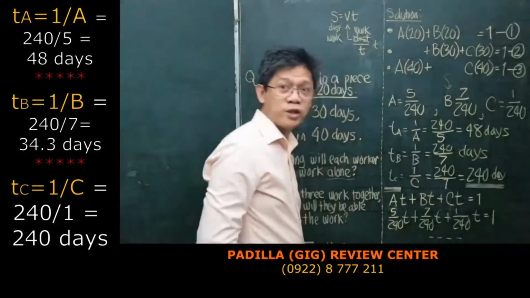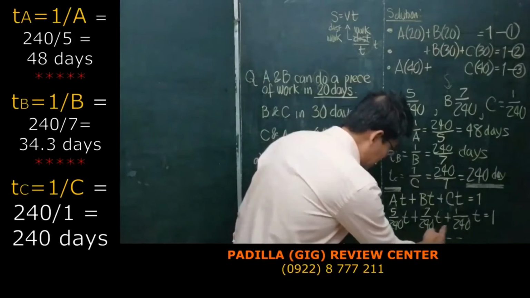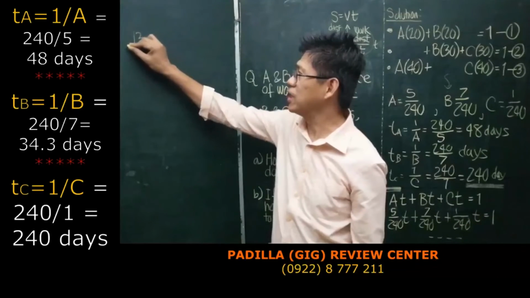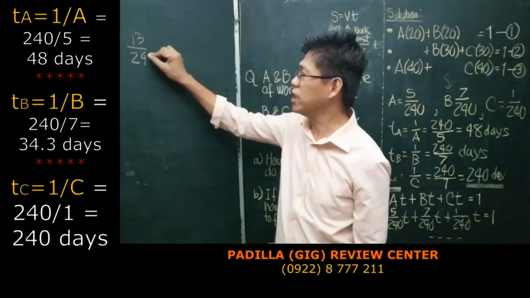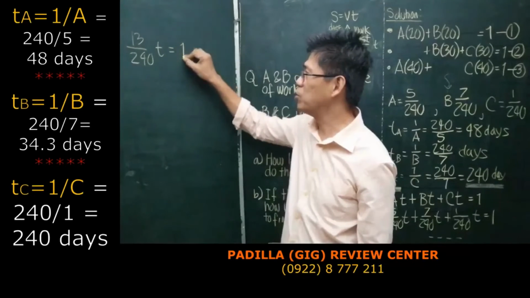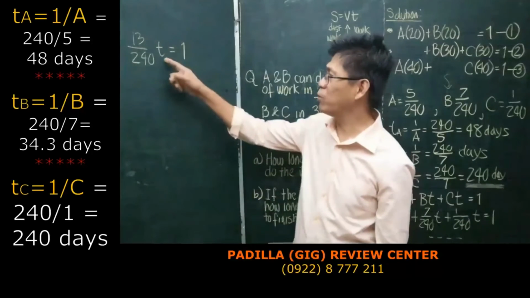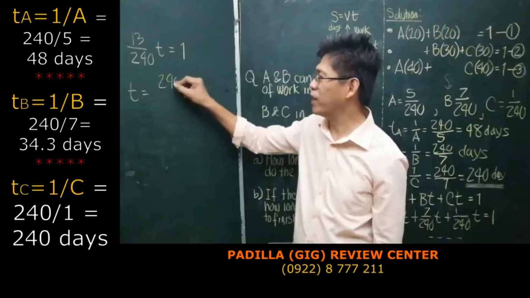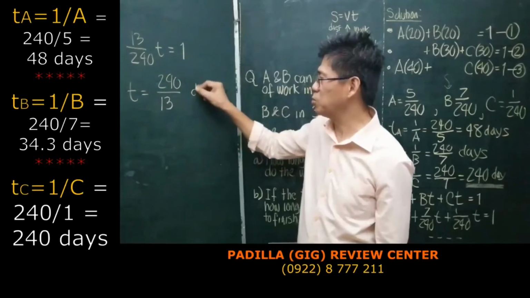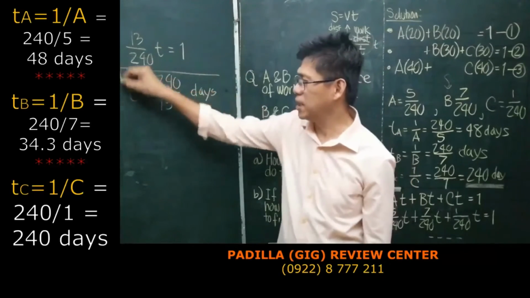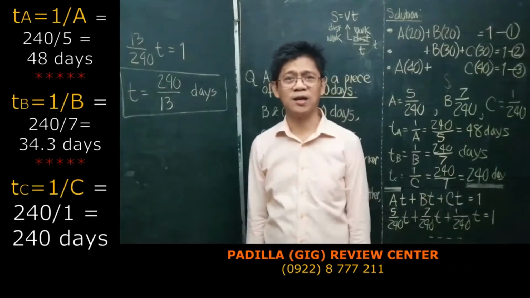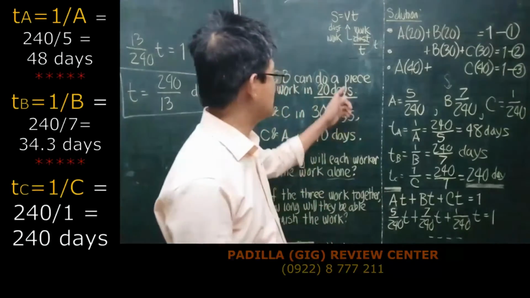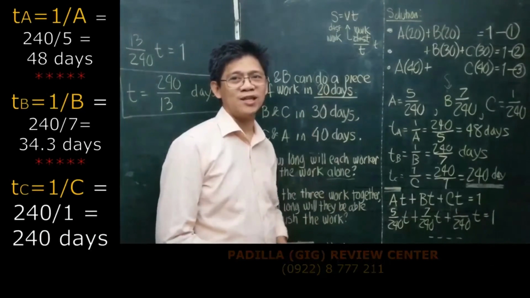So 5 over 240 plus 7 over 240 plus 1 over 240 T, that would be 13 over 240 T, and this is equal to 1. So solving our T is going to be 240 over 13, and this would be days. This is only around 18 point something days. So if the three of them work together, it will be less than 20 days.